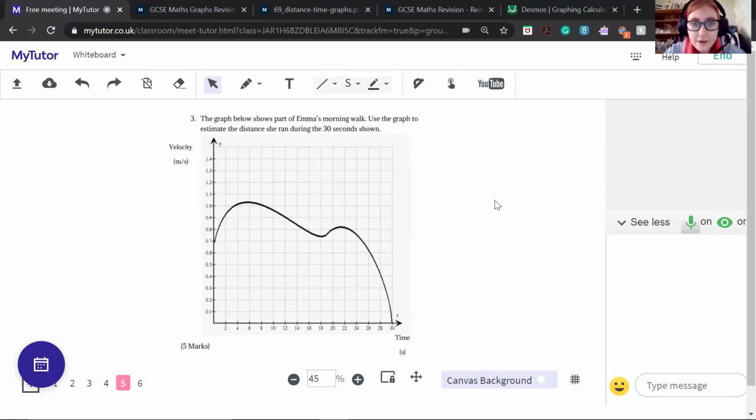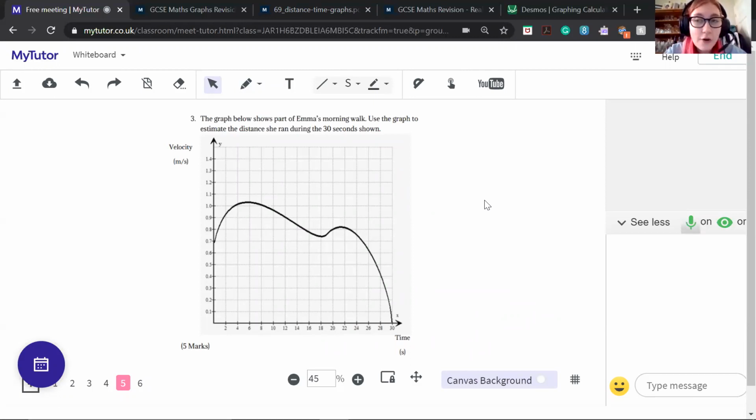This is, as you can see, a 5-mark question. It's quite difficult. Well, it's not too difficult once you get into it. So this graph shows part of Emma's morning walk. Use the graph to estimate the distance she ran during the 30 seconds shown.